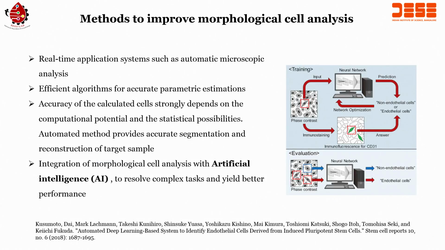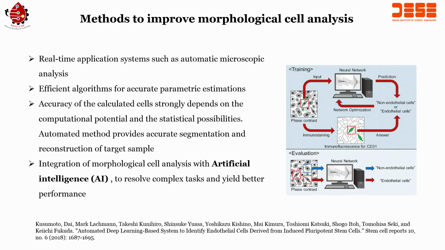What are the methods, right? Methods to improve morphological cell analysis. First is that we have to take the phase contrast images, input them to the neural network, we can use immunostaining, we can get the answers, we can use the neural network to predict it, and we can find whether non endothelial cells or endothelial cells are there. So, we can use one of these techniques to understand the cells, but there are also other techniques which we will talk about in the following slides.